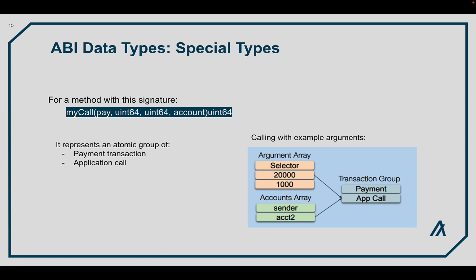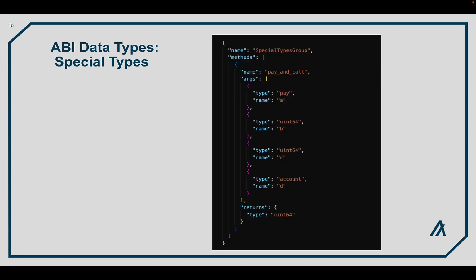Let's see an example with some numbers. We'll need to send as arguments our selector and 2 uint64 values. And we'll need to send 2 accounts, the sender account, as always needed, and the required account argument. And we'll need to create a transaction group with a payment transaction and an application call, just like the signature indicates. The JSON artifact for this method that we see will look like this, indicating the pay type and the account type as the first and the third arguments.